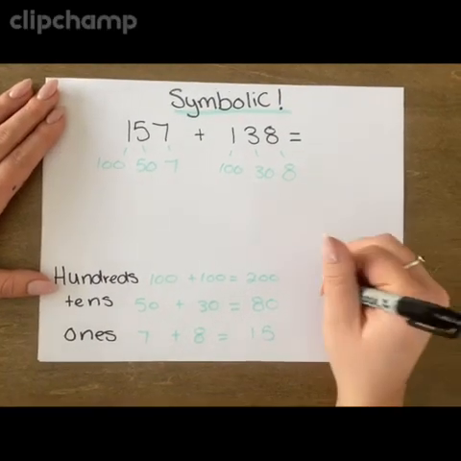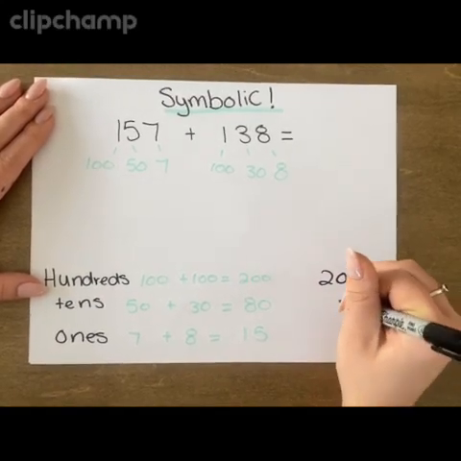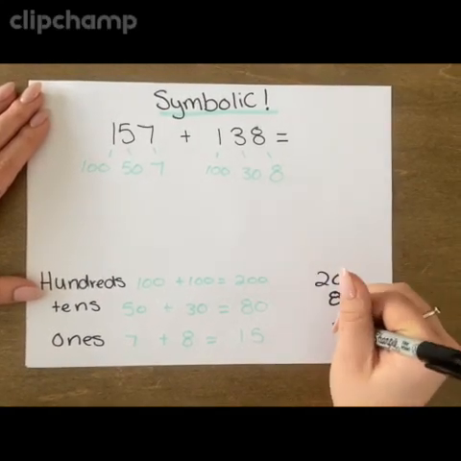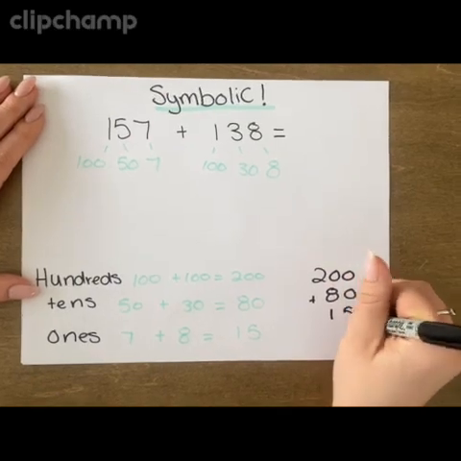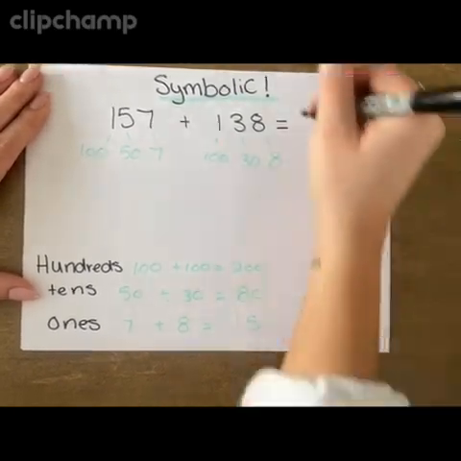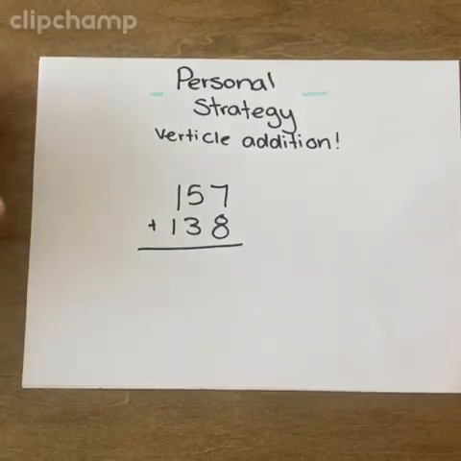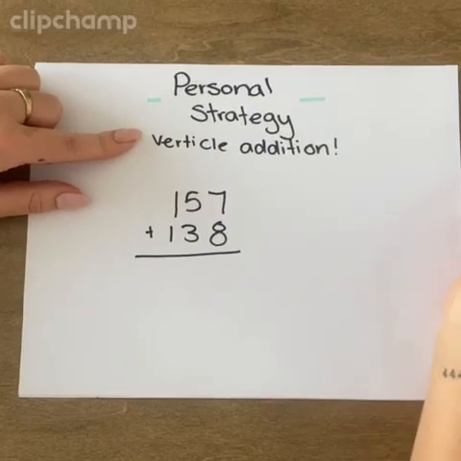So just to make things clearer, I'm going to rewrite it. So 200 plus 80 plus 15 equals 295. So for my personal strategy, I'm going to be using vertical addition.